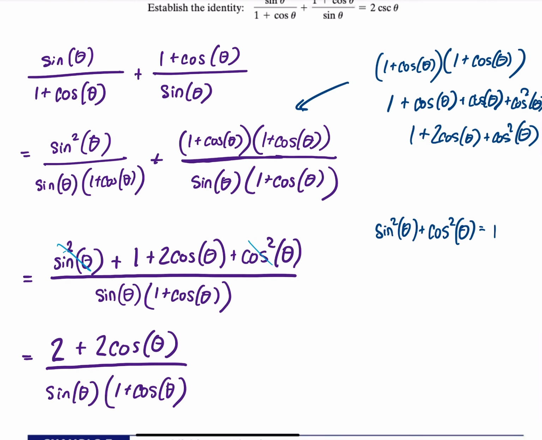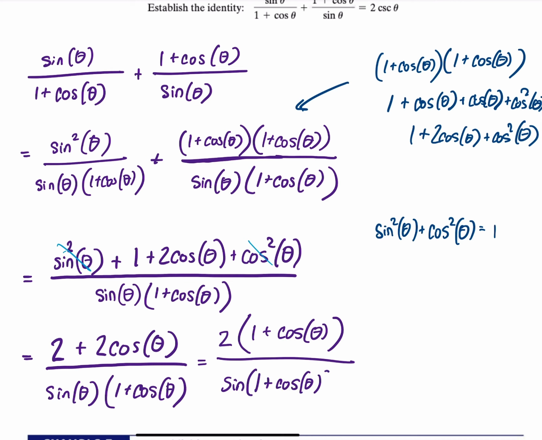Notice in the numerator, both terms have a 2, so let's factor that 2 out. So 2 times 1 plus cosine over sine times 1 plus cosine. So we have the same factor on the top and bottom. Those two will cancel. We're left with 2 over sine.